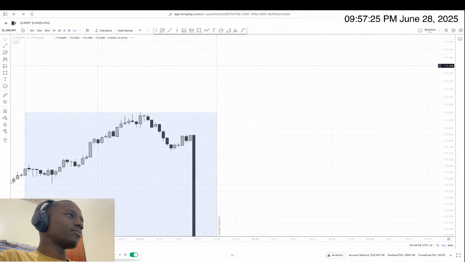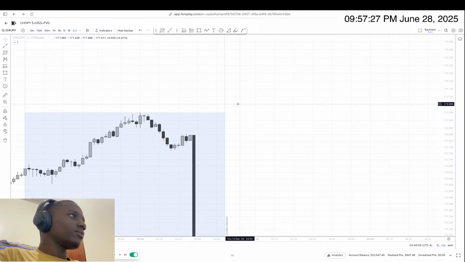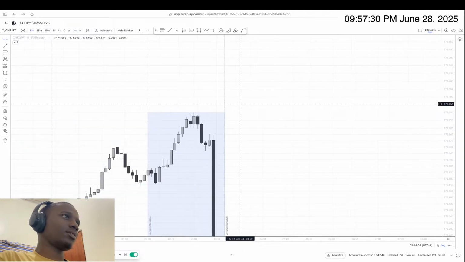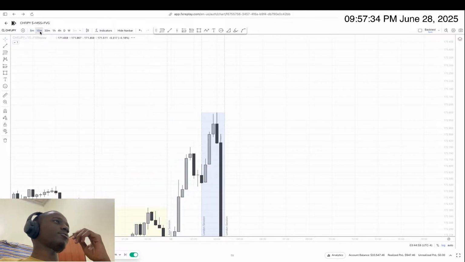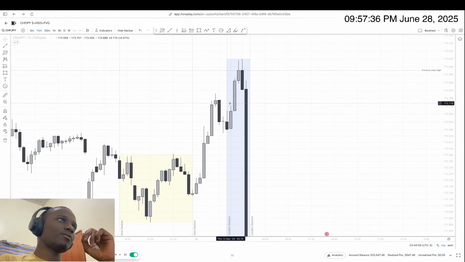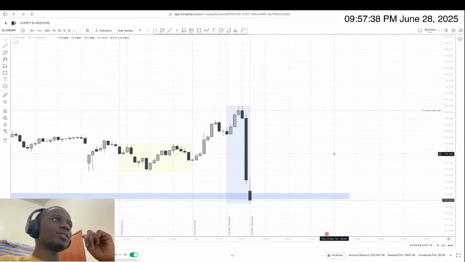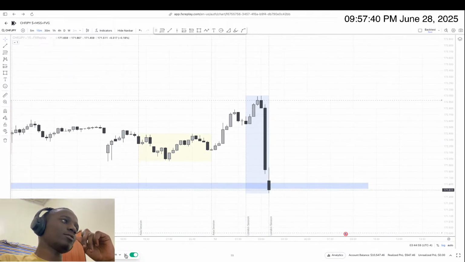Wow, how's the 2-minute looking at it? Well, this was nice, but now let's go to the 15-minute and see. Have an inversion. That's the only place where we might reverse. So I would like to see a reaction off of that inversion that we had marked.